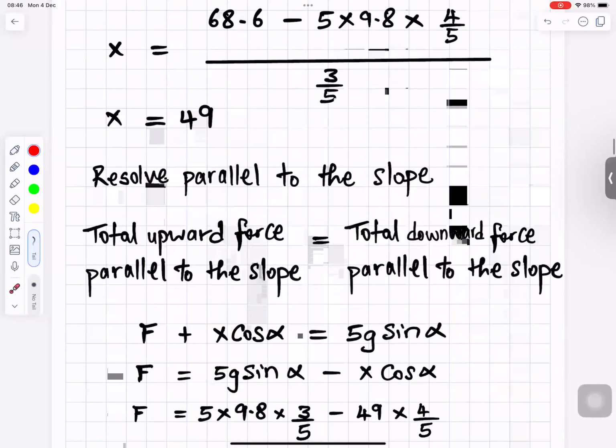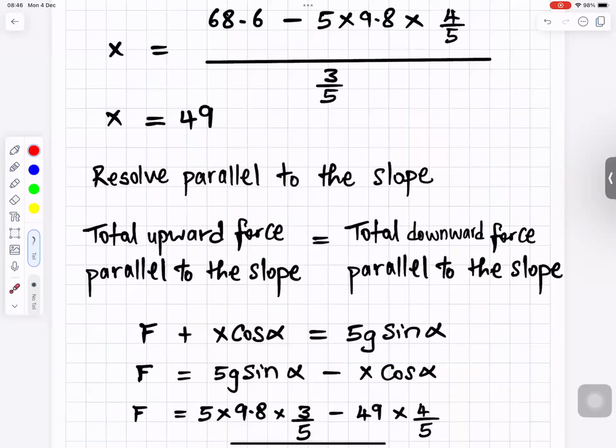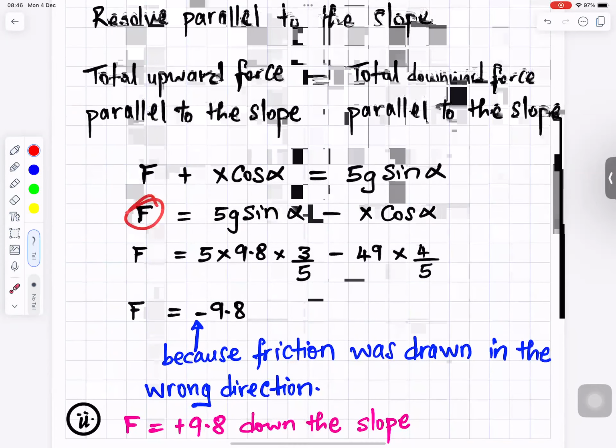After that, we resolve parallel to the slope. So total upward force parallel to the slope is equal to the total downward force parallel to the slope. The force going up parallel to the slope is F plus X cos alpha, and the one going downward is 5g sine alpha. Now we can rearrange it to get F. So F would be 5g sine alpha minus X cos alpha. You sub in sine alpha and cos alpha, and you get F is minus 9.8.